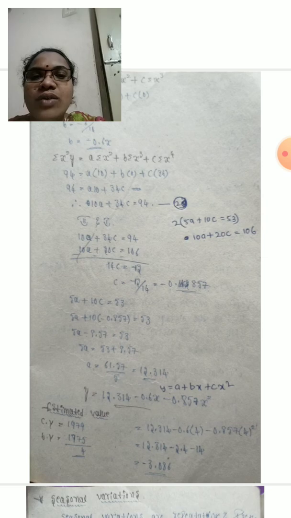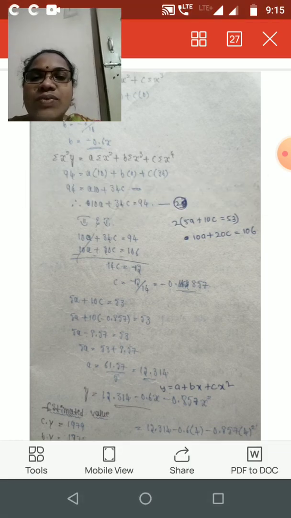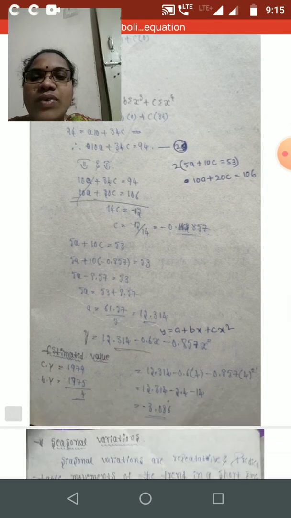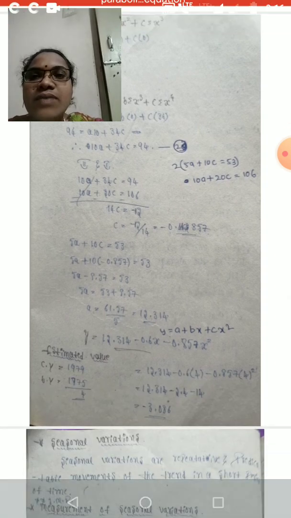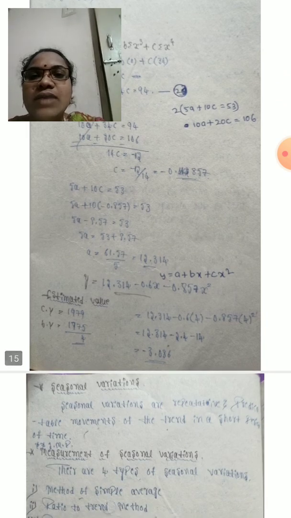Next, 2 into 5a, 10a plus 2 into 20c, 2 into 53 is 106. Next, 10a will be cancelled. 34 minus 34c minus 20c, that is 14c, that is 34 minus 106 equals minus 12, c equals minus 12 by 14, that is minus 0.857. 5a plus 10c equals 53.